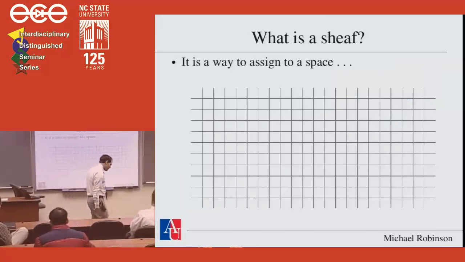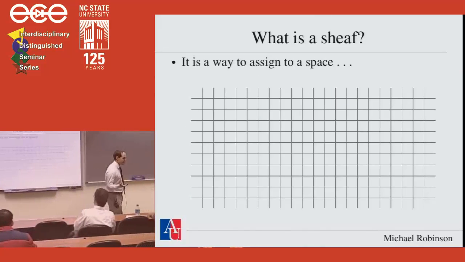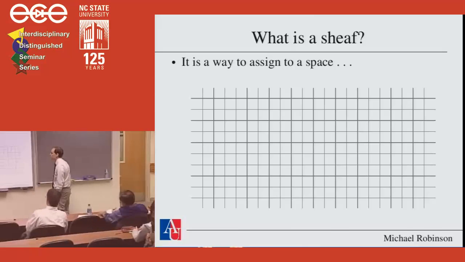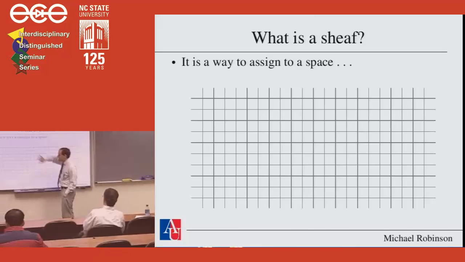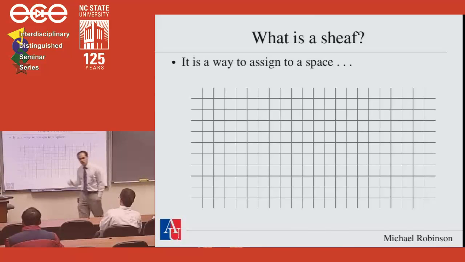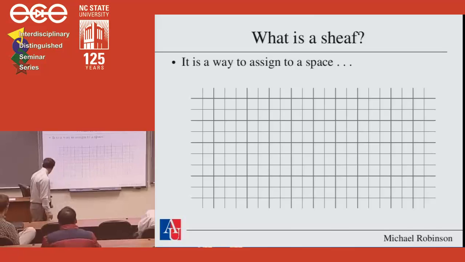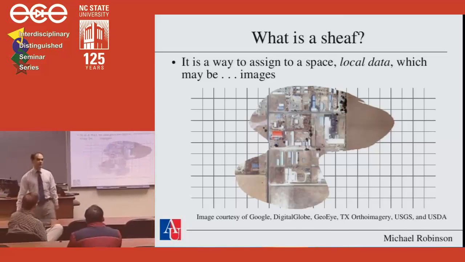So what is a sheaf? Well, as I said, it's a way to assign local data to a space. So here's empty space, for instance. And let's say I want to lay down some data that I've gotten. Let's do a geometric example because it's really easy to see what's happening there. So let me stick on some map data, for instance.